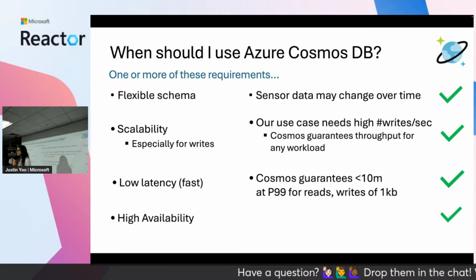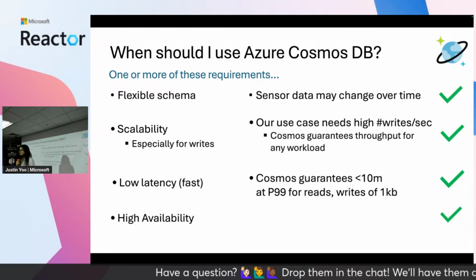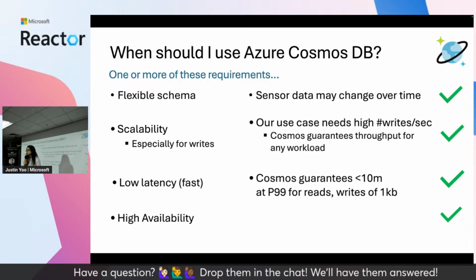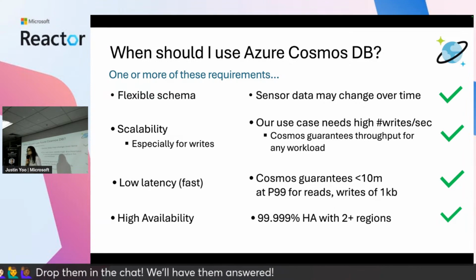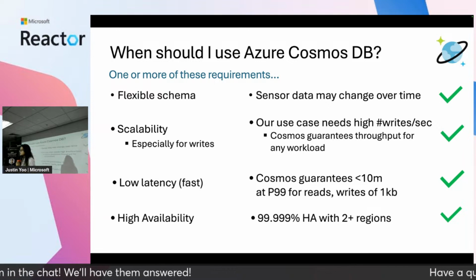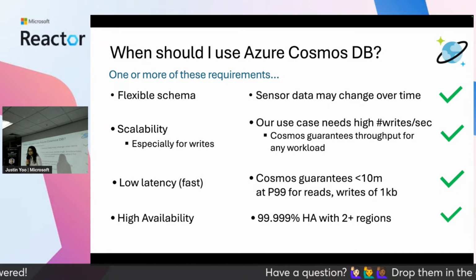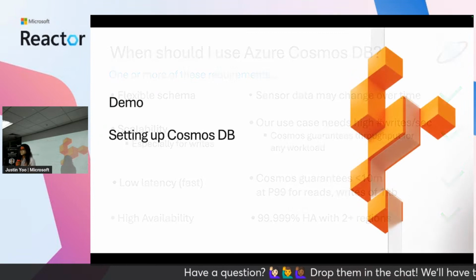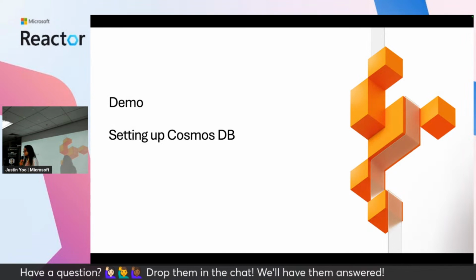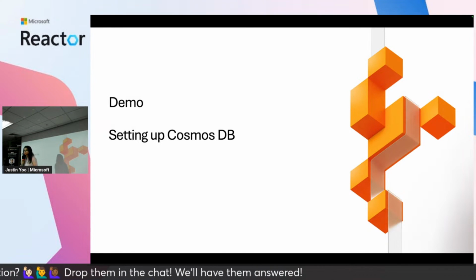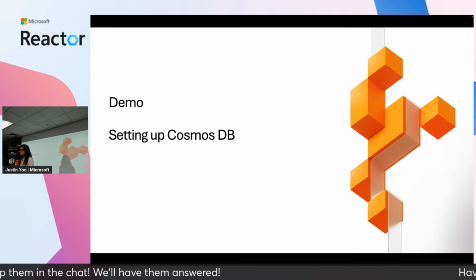And finally, high availability. We don't want our application to go down so that we don't lose the status of any vehicle in our fleet. With Cosmos DB, with 2+ regions, you can get 5 nines of availability by default. So seems like Cosmos DB is a pretty good fit for our use case, at least for this application. So let's move on to setting up the Cosmos DB account.